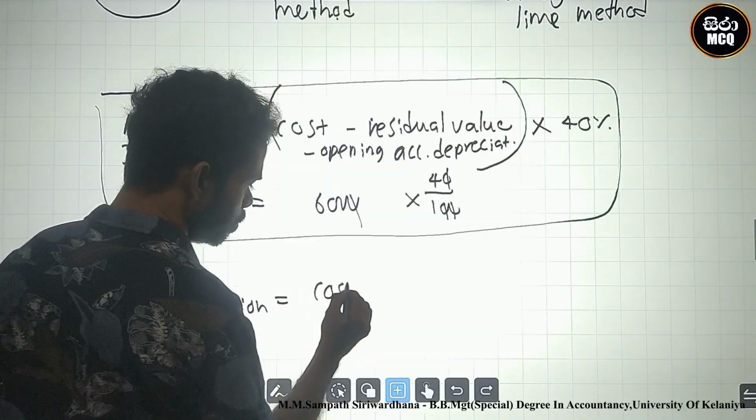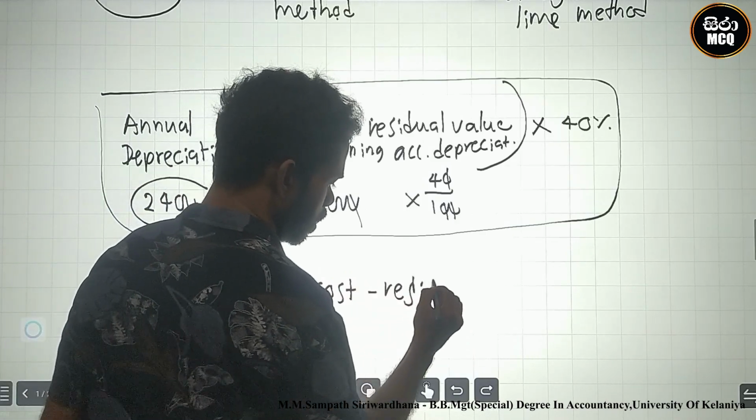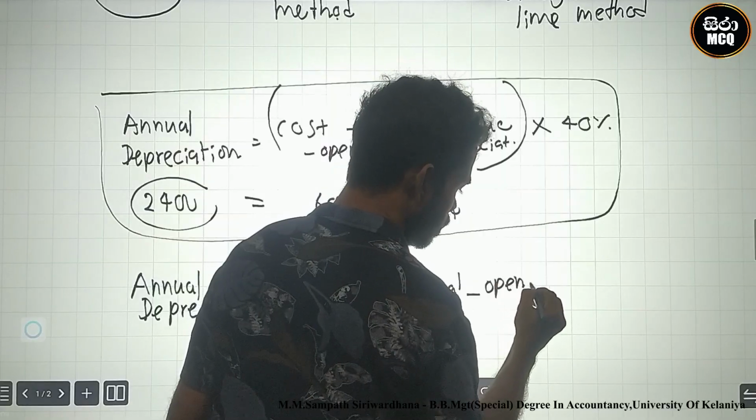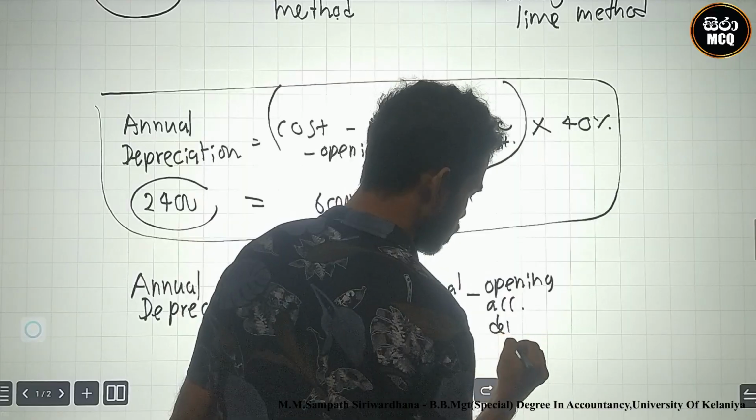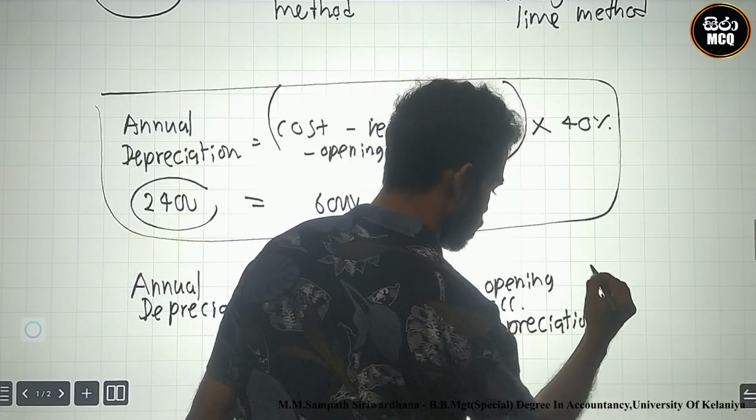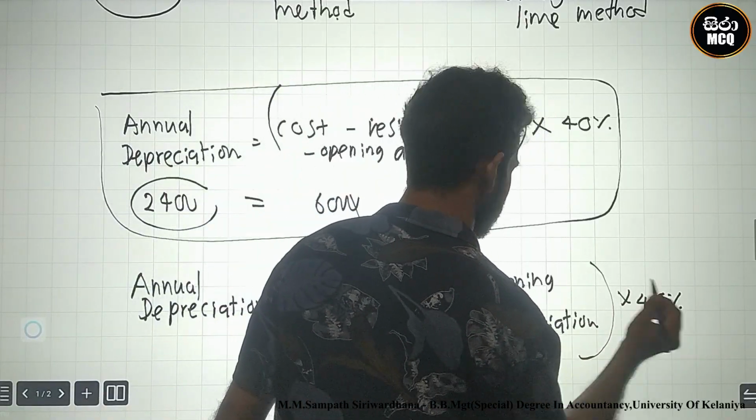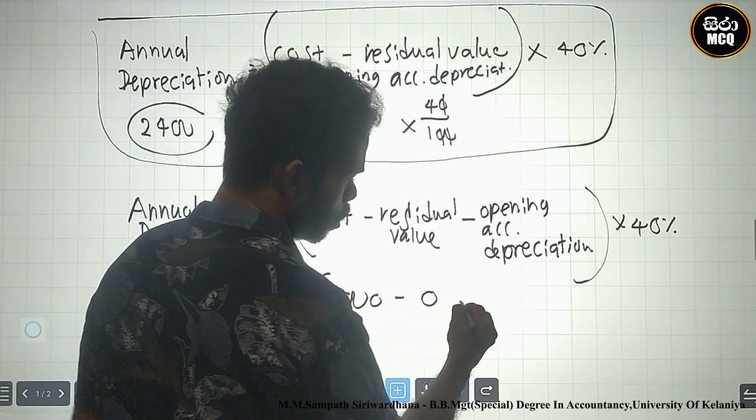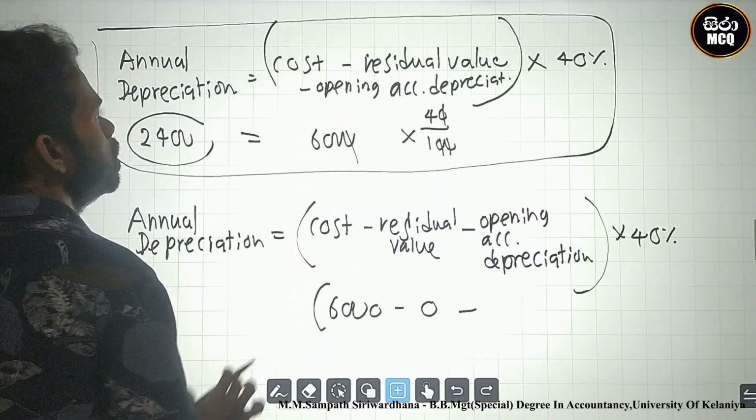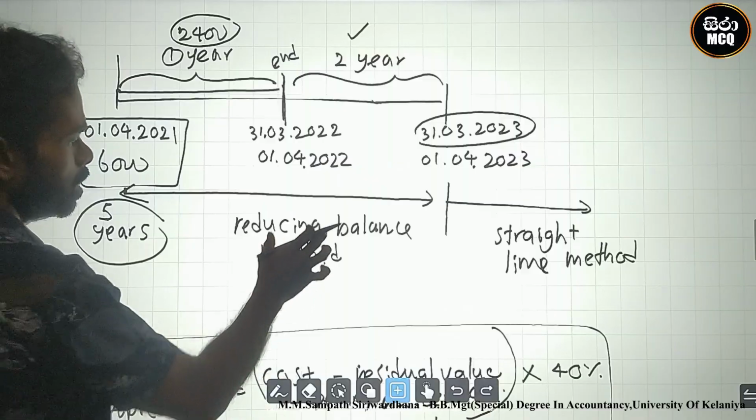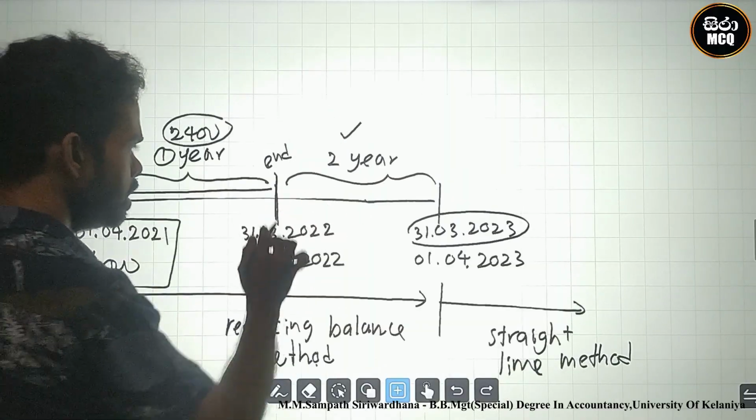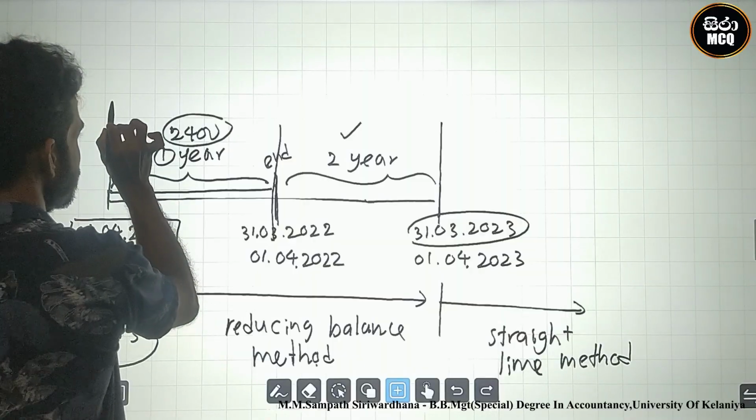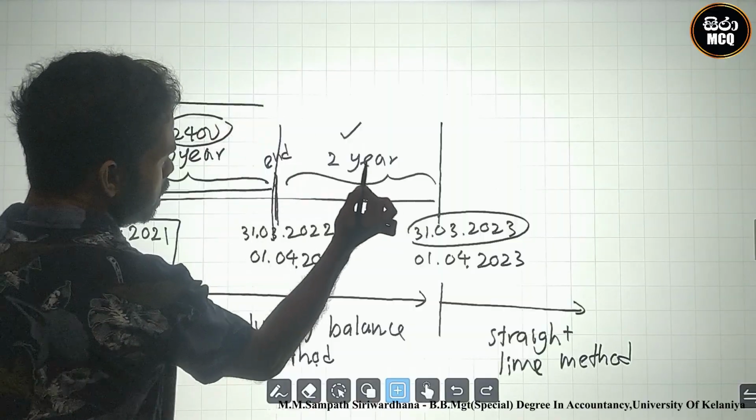Why do I write this: cost minus residual value, again I minus opening cumulated depreciation, and multiplied by 40%. At that time the cost is 6,000 and the residual value is 0. Opening cumulated depreciation is there. Why? We calculate the depreciation for the second year. For the second year depreciation they want the opening cumulated depreciation. What is the amount? There was an annual depreciation done in the first year.